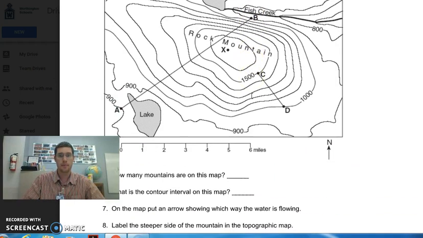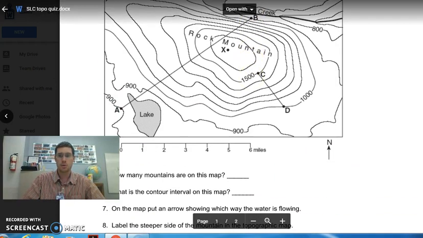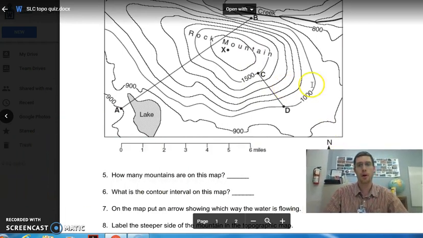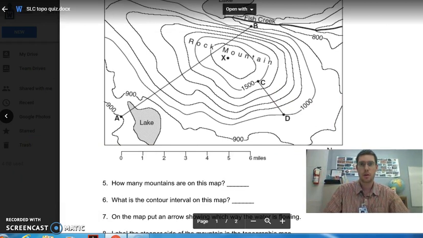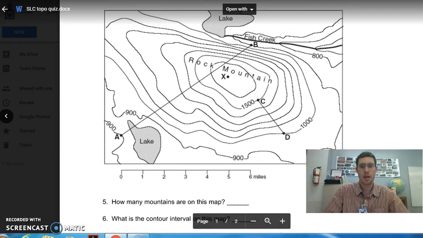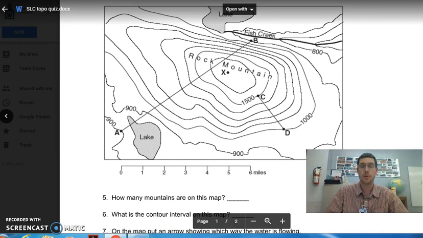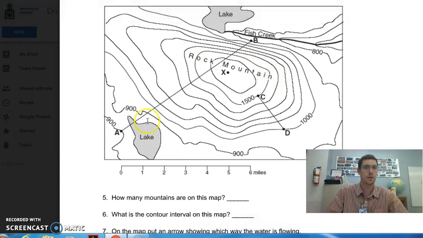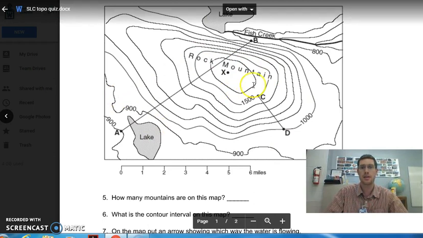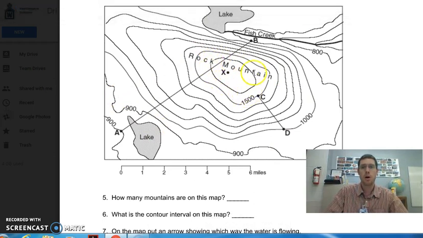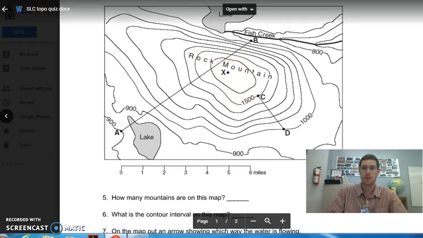Now, let's go to the map. I'm going to see if I can move. Yep, I can. I'm going to move me over this way to get out of the way a little bit. All right, so here's the map that we're working with. The first question here is how many mountains are on this map? Well, it tells you right here, Rock Mountain. There are no other mountains anywhere around here. And you can tell that because this is the smallest closed contour line on the map. That tells you that's where the mountain is. So there's 1 mountain on this map.